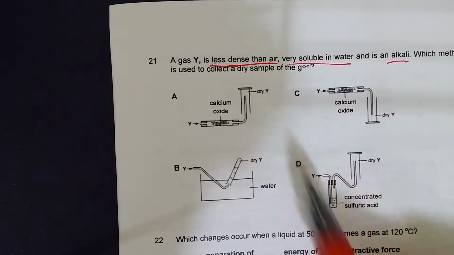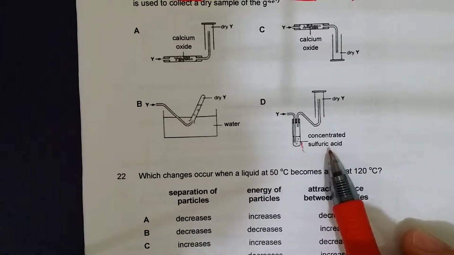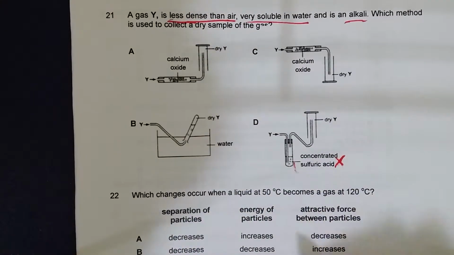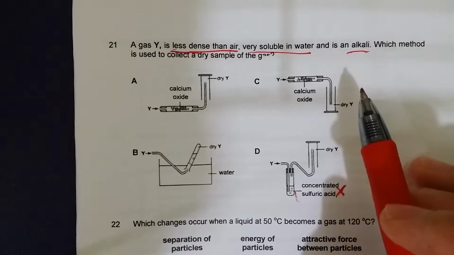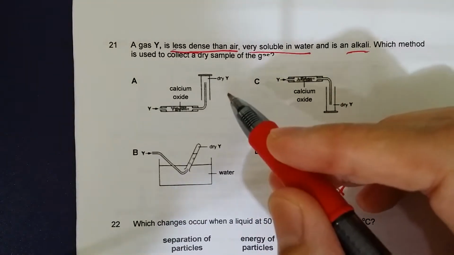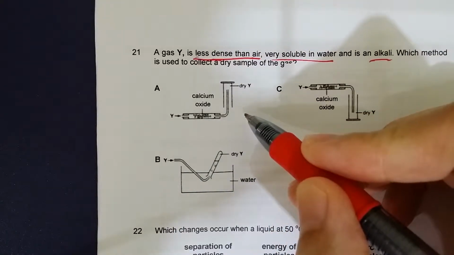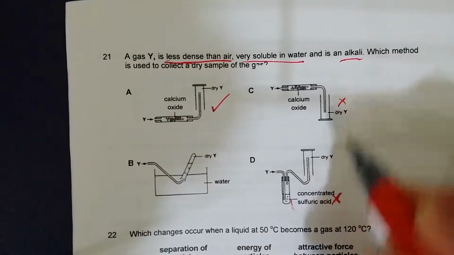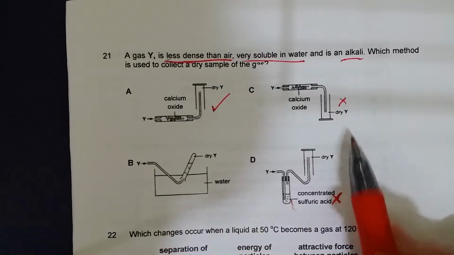Now, it is an alkali, meaning that if you collect the gas by passing it through sulfuric acid, there will be an acid-base reaction. So this method cannot be used, because the gas will react with the sulfuric acid. Since it is less dense than air, it must be collected using upward delivery. Downward delivery is for collecting gases that are denser than air.